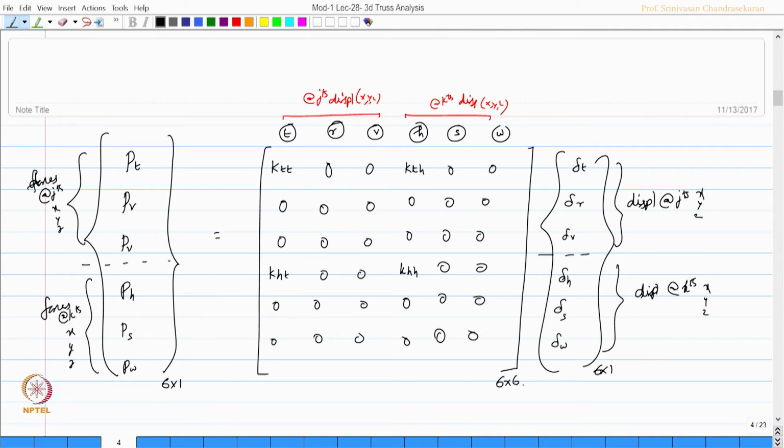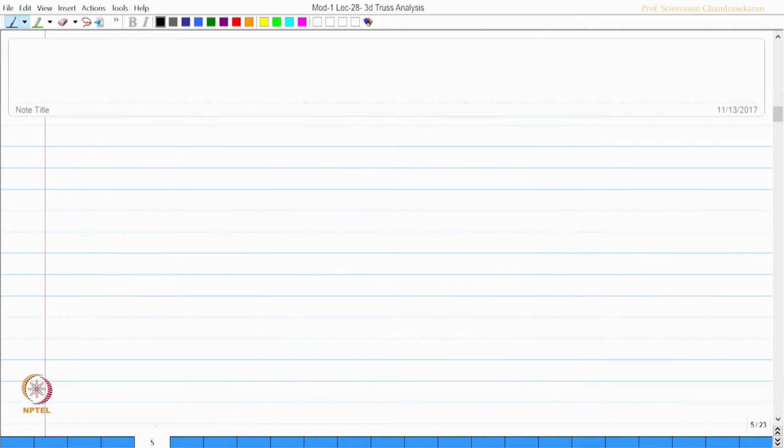I can now say the local force of the ith truss member is given by the stiffness matrix of the ith truss member multiplied by the local displacement of the ith truss member, equation number 1.